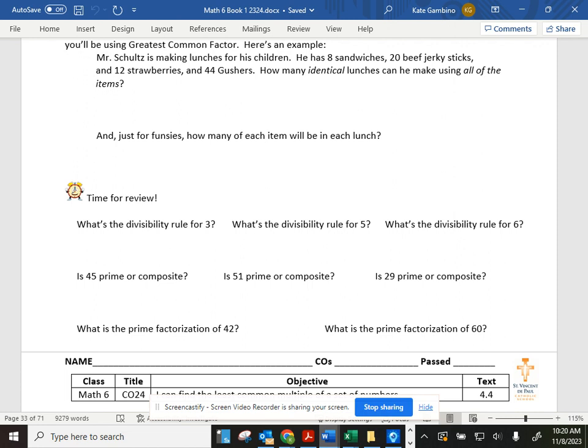Yes. Do they mean like 44 Gusher bags or just individual? It doesn't matter. Just 44 Gushers.